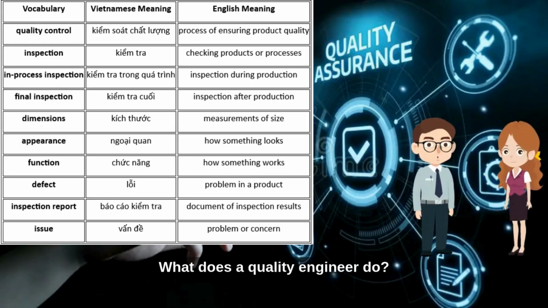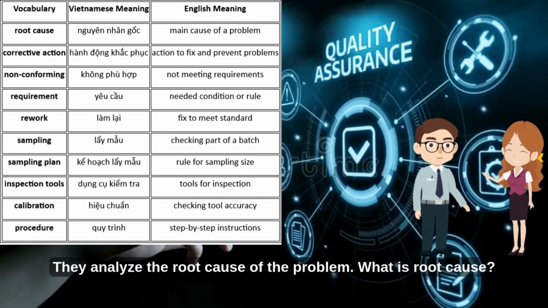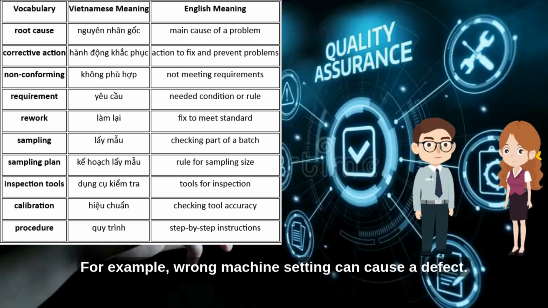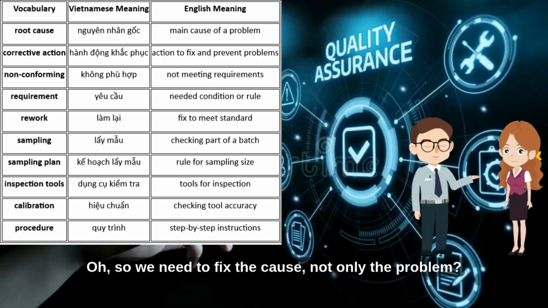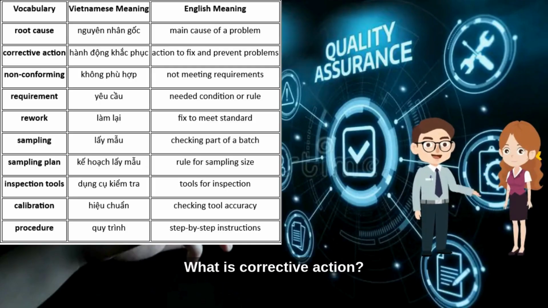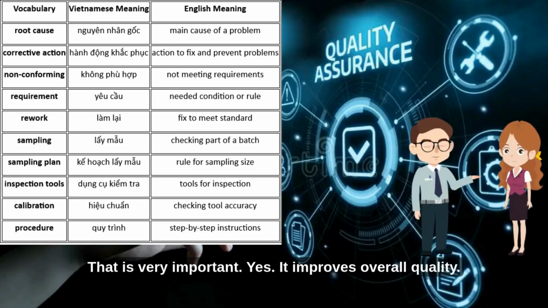What does a quality engineer do? They analyze the root cause of the problem. What is root cause? The main reason why the problem happens. Can you give an example? For example, wrong machine setting can cause a defect. Oh, so we need to fix the cause, not only the problem? Exactly. That is called corrective action. What is corrective action? It means fixing the problem and preventing it again. That is very important. Yes, it improves overall quality.